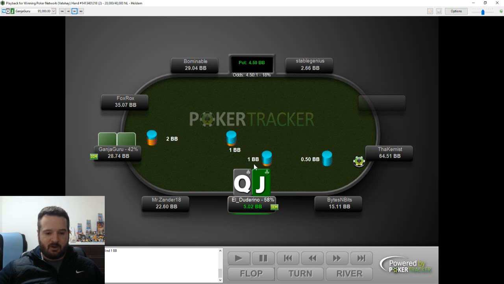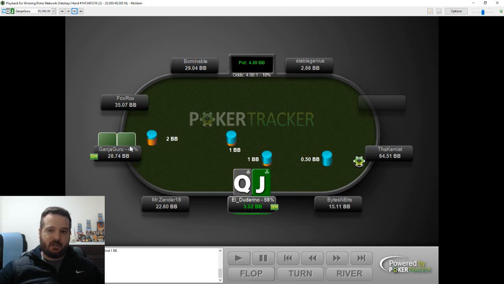Similar to what I was talking about here, this definitely needs to be a call. At least, I think Queen Jack 2 broadways at our stack size is strong enough that we're probably not going to be folding on many flops, so we could even just get it in. But because of ICM, because of how short this guy is, we would actually prefer to call. Once we call, the pot's going to be 5.5 big blinds, and we're going to have 5 left.